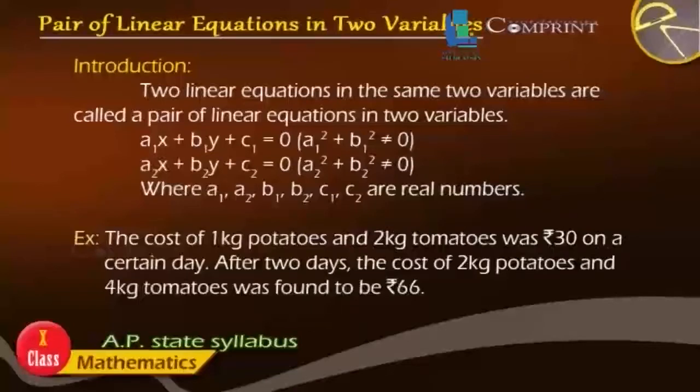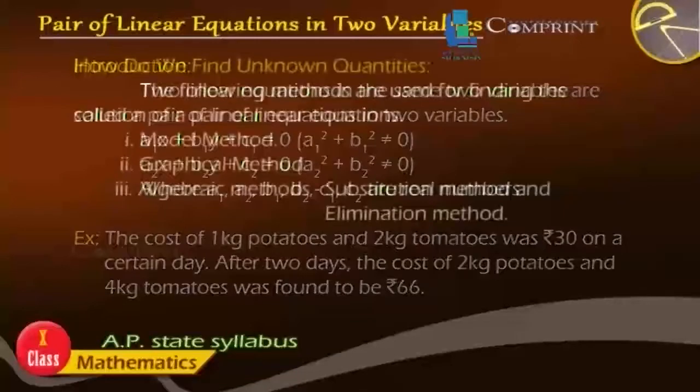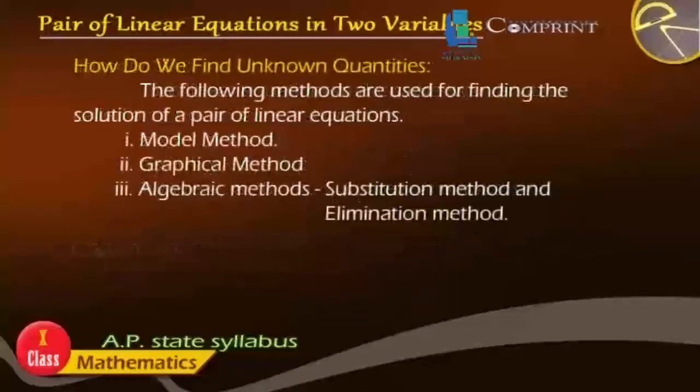Example: the cost of 1 kg potatoes and 2 kg tomatoes was 30 rupees on a certain day. After 2 days, the cost of 2 kg potatoes and 4 kg tomatoes was found to be 66 rupees. How do we find the unknown quantities?